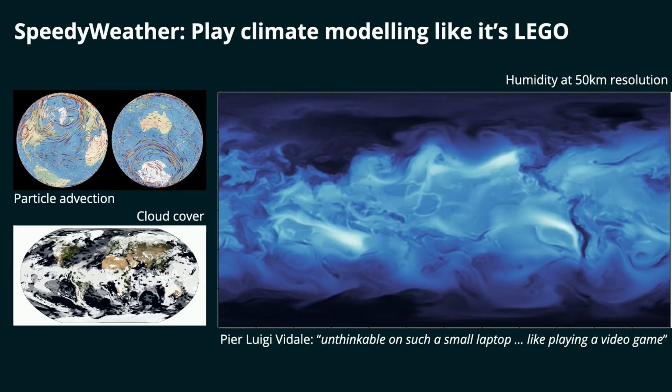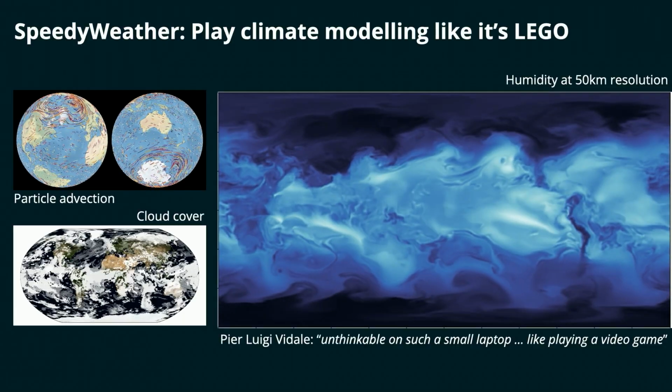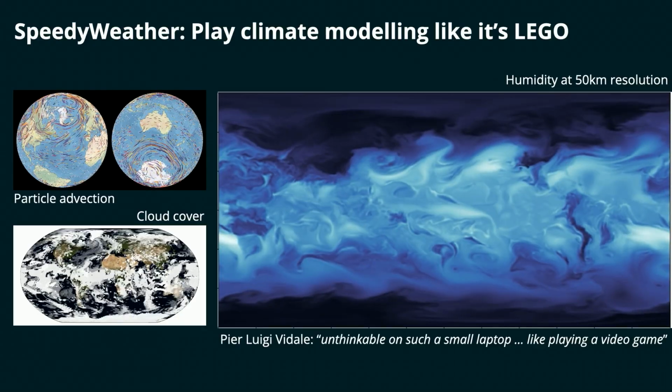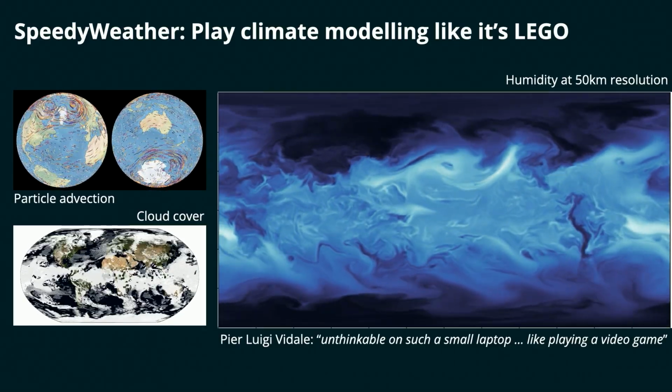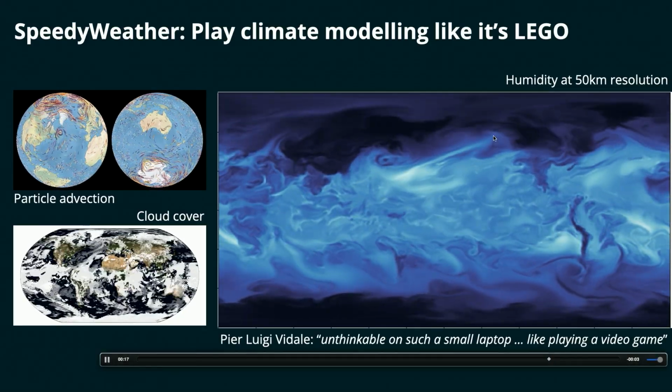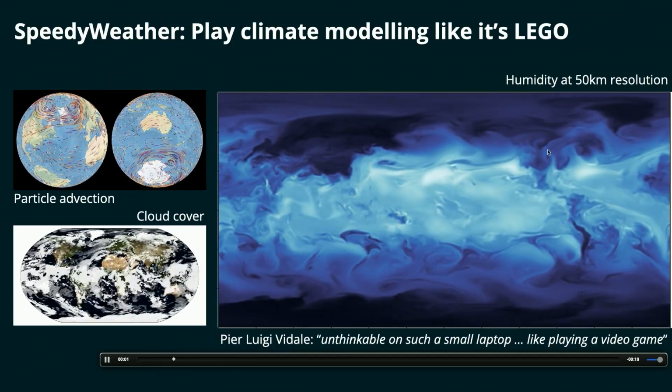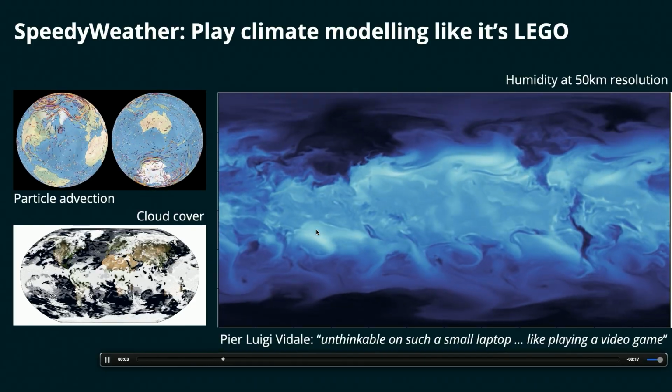So we are experimenting with these ideas with a package called Speedy Weather. Our tagline is: play climate modeling like it's Lego. Here are some videos that show you what Speedy Weather can do. There's a global map here, maybe you can identify, if my mouse can see here, the Andes in South America, North America here. So this is some humidity.